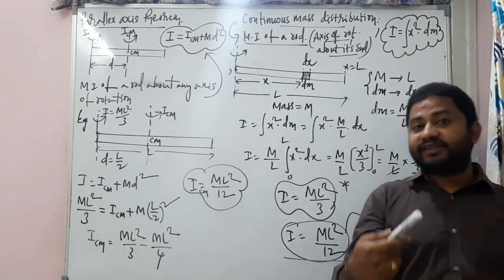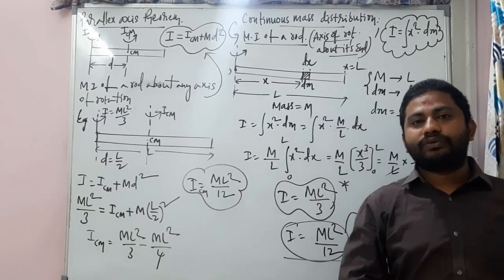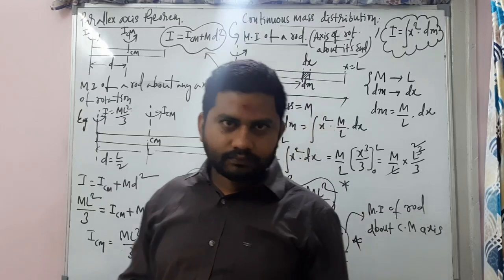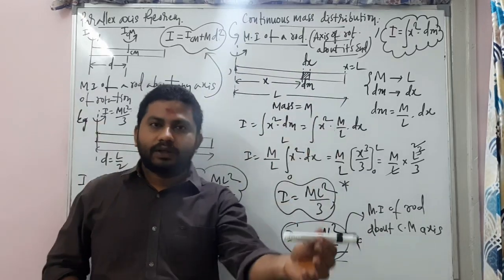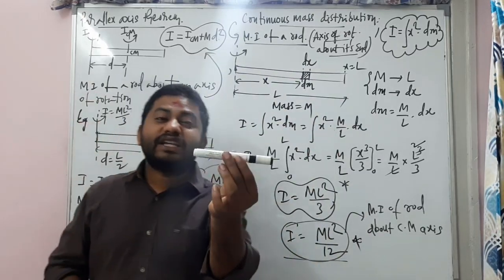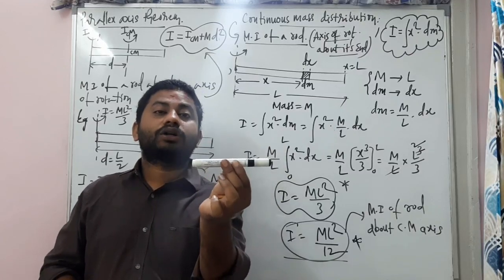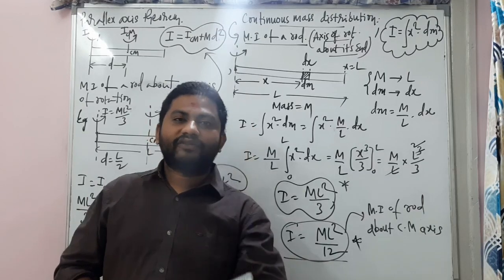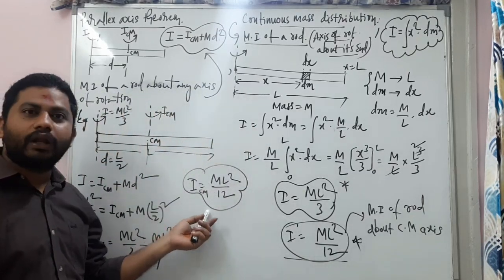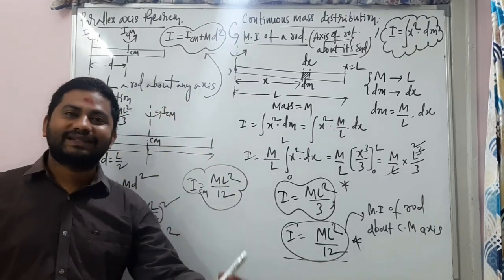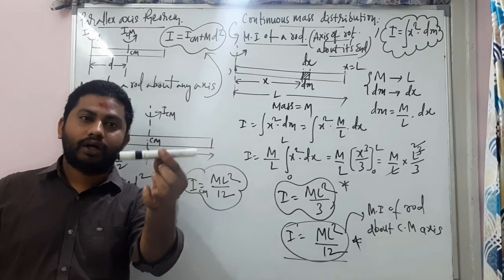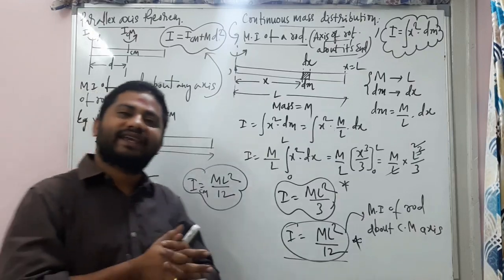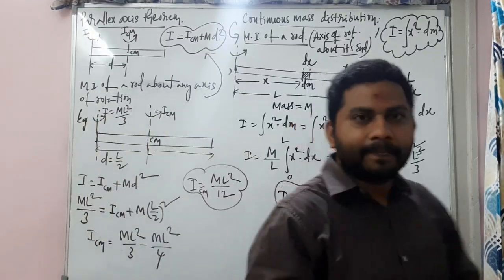Remember, for example, if you go to the second PUC, there is a chapter called magnetism. There one magnet is kept. This magnet is rotating about the center of mass axis. In that case, what's the moment of inertia? ml square by 12, because the magnet also can be considered as a uniform rod. Like this, there will be connections to the second PUC topics.